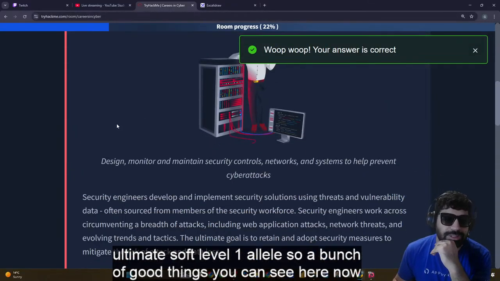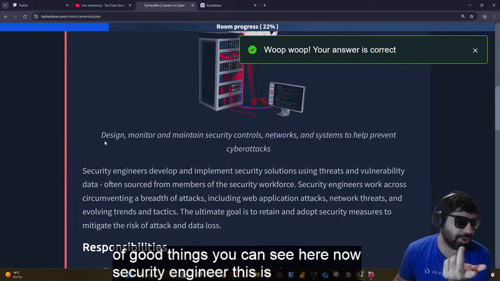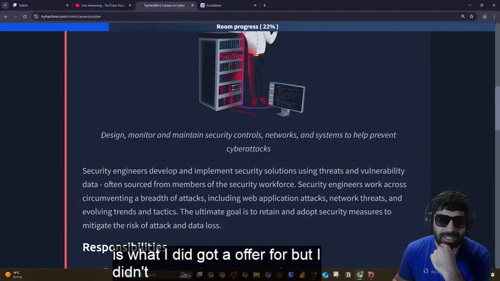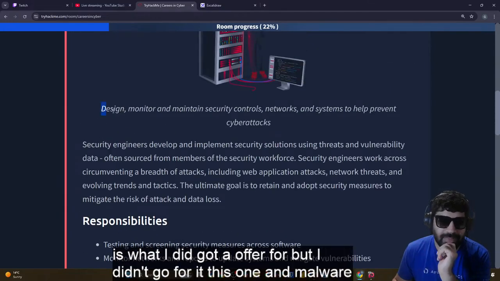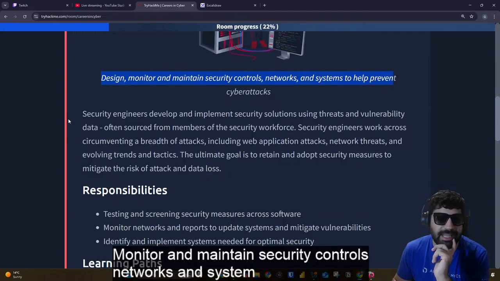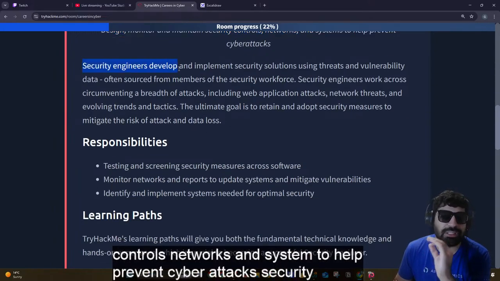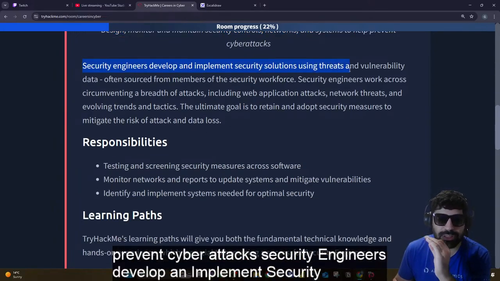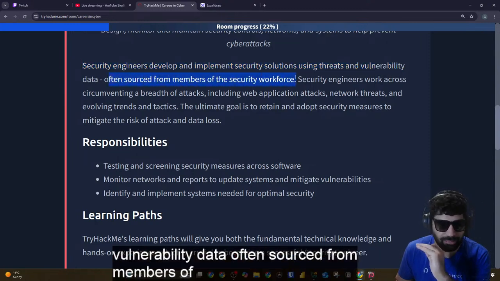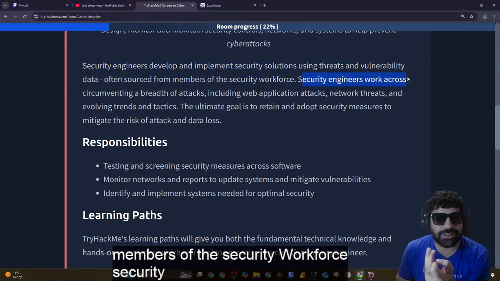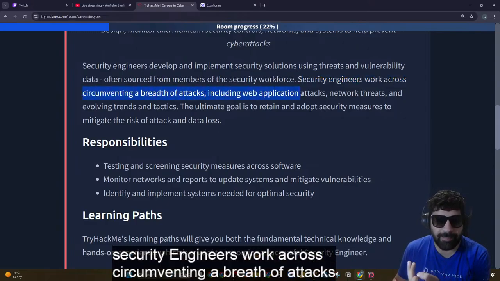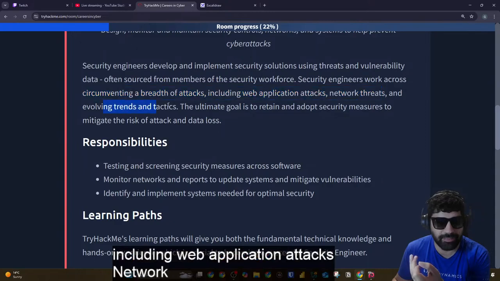Now, security engineer. I want to tell you, this is actually what I got an offer for, but I didn't go for it. This one and malware analyst. Design, monitor, and maintain security controls, networks, and systems to help prevent cyber attacks. Security engineers develop and implement security solutions using threat and vulnerability data, often sourced from members of the security workforce. Security engineers work across a breadth of attacks, including web application attacks, network threats, and evolving trends and tactics.